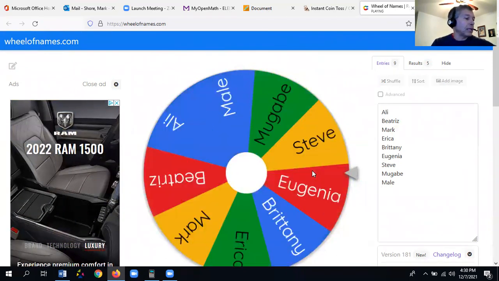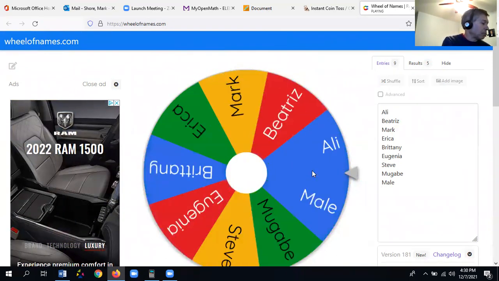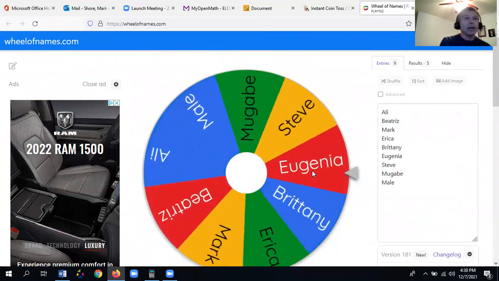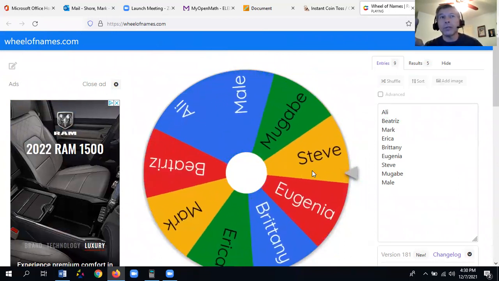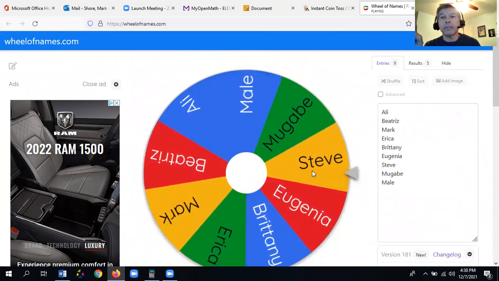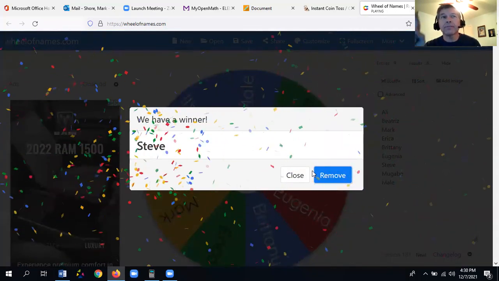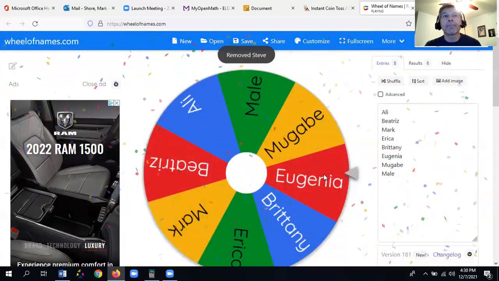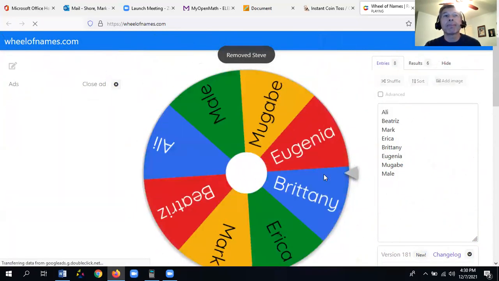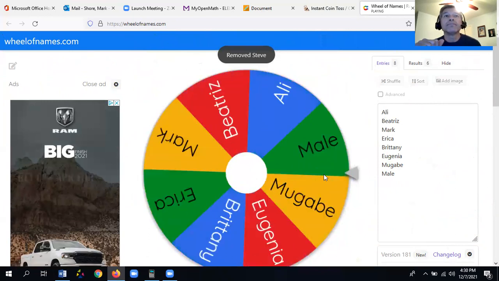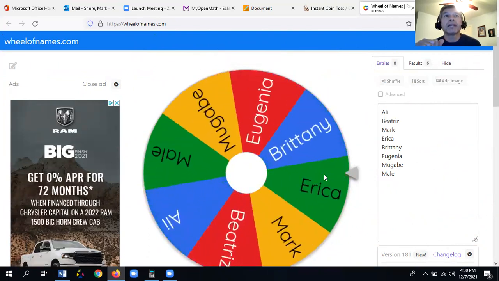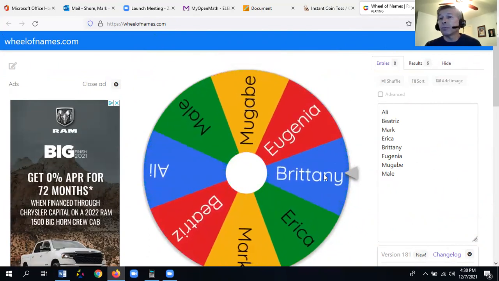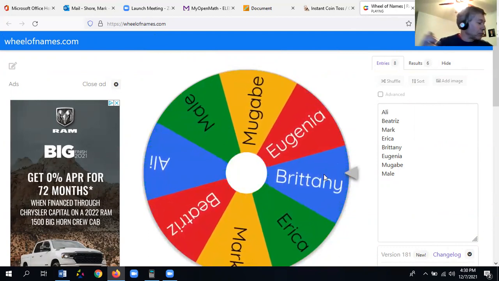So here's 3 times that we've gone through this, and we've not gotten 3 males in a row yet. So here's my first spin of this, my next try of this. And the first one is male. So I'll remove them and let's spin it again. And I get Brittany. See, so I've done it. I'll do it one more time.